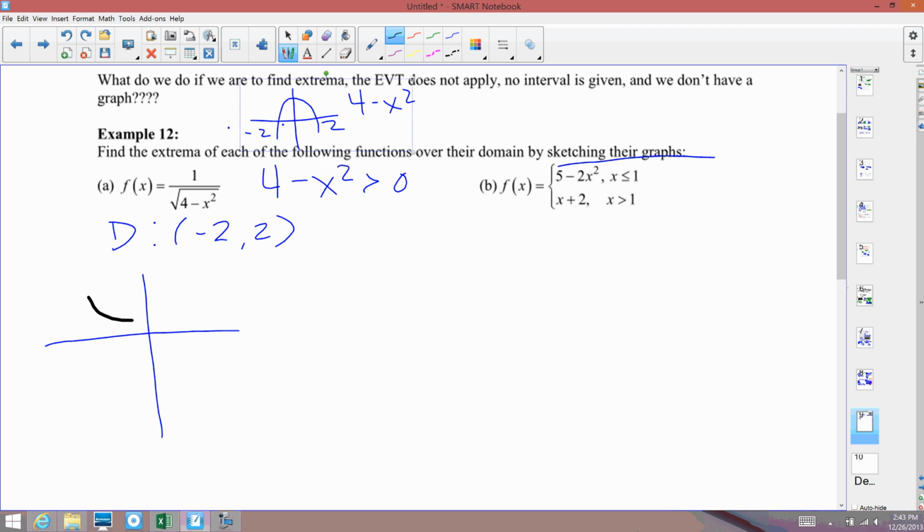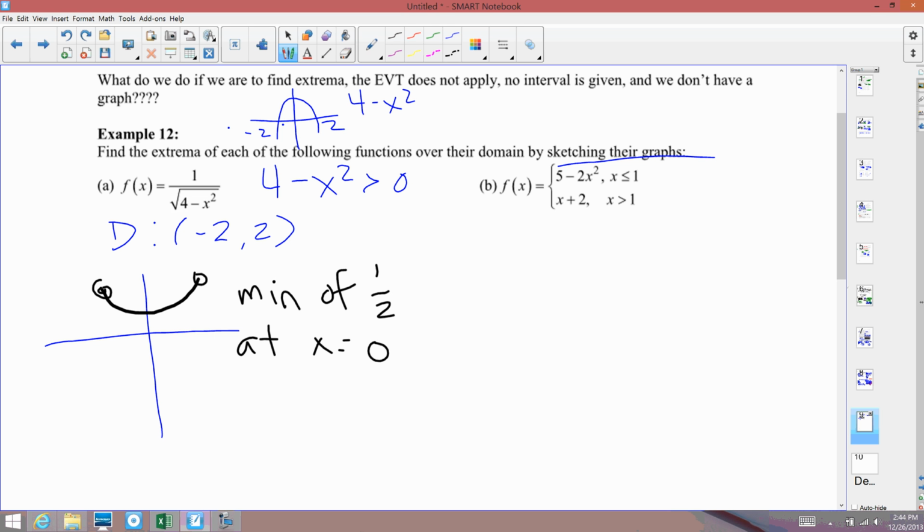So it's going to look something like this. And you could do this by plugging in different values. -1 is about 0.6. -1/2 is about 0.5. 0 is 1/2. 1 is 0.6. Remember, these are open at the ends. So the only place we have a minimum value, we have a minimum value of 1/2 at x equals 0.